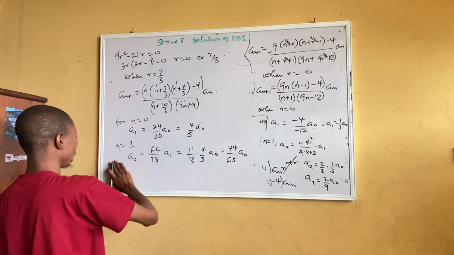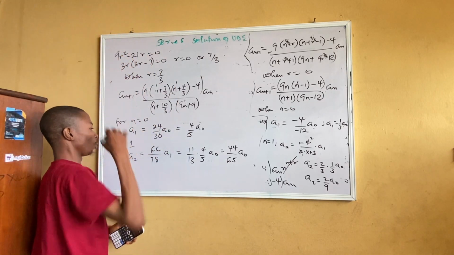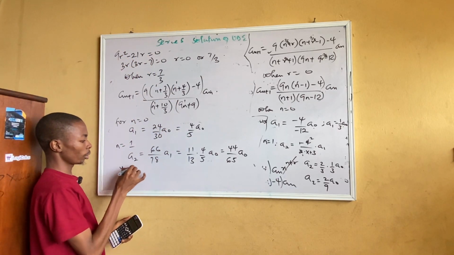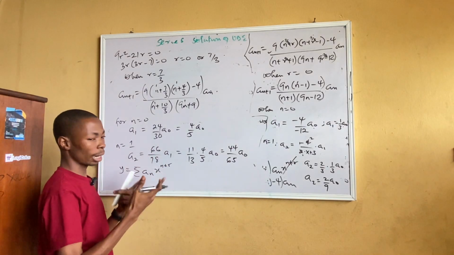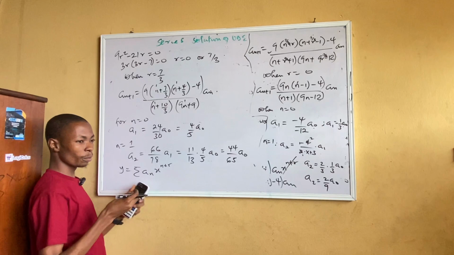So I'll stop there. So what is our solution from the beginning? y equals the summation of a_n x^{n+r}. And we have two values of r, r is 0 and r is 7 over 3. So it will now be two solutions.